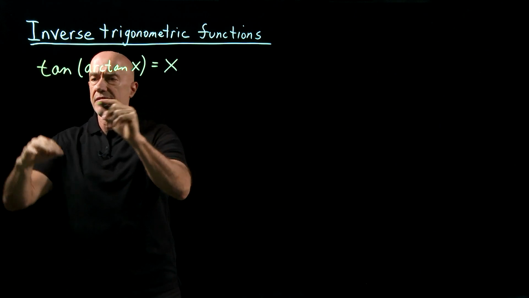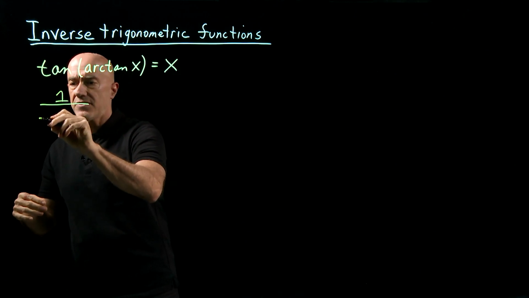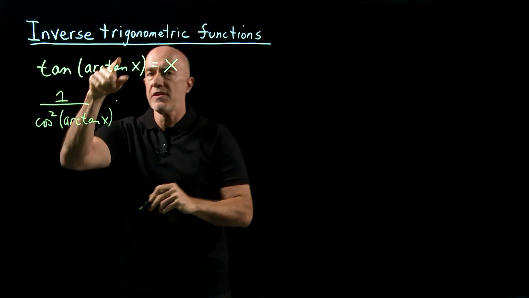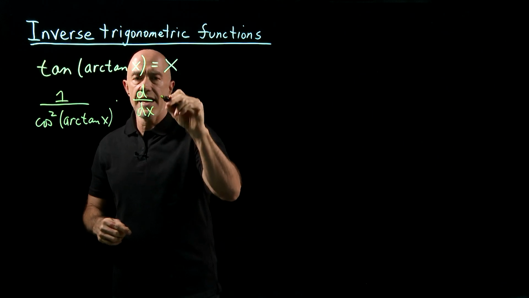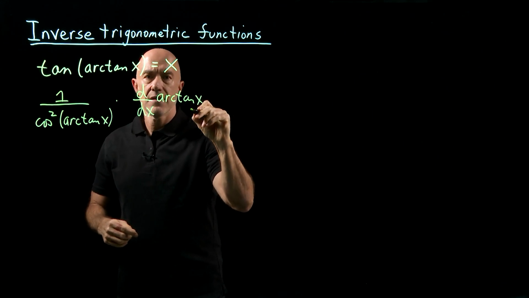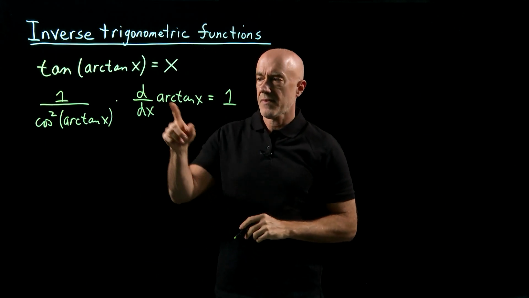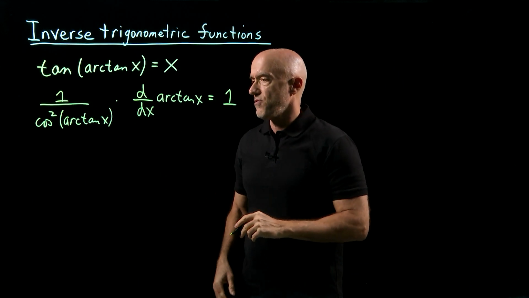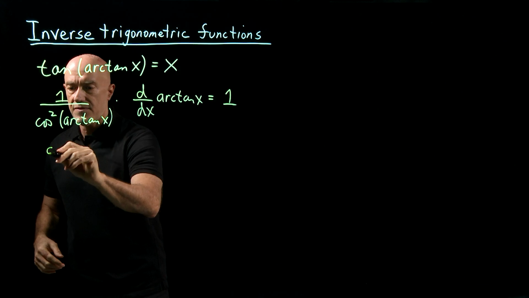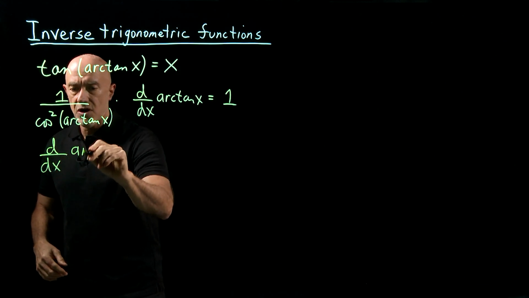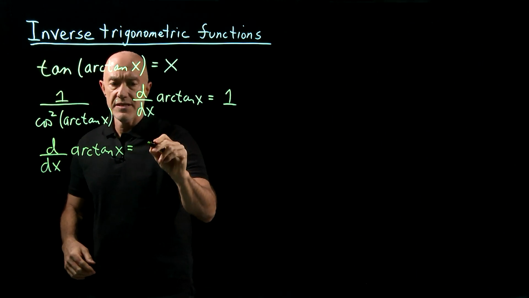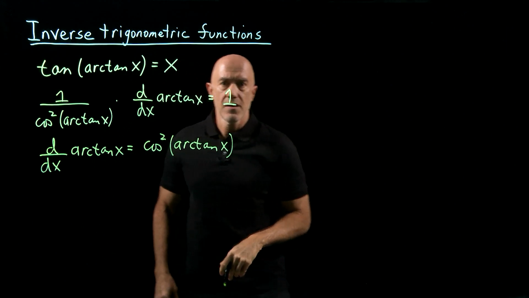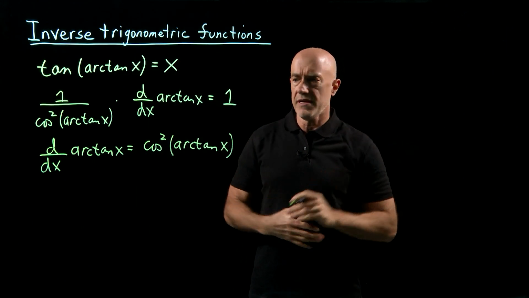So the derivative of the outside is 1 over the cosine squared of the arctangent of x times the derivative of the inside, which is what we're looking for, d/dx of the arctangent of x, and the derivative of the right-hand side equals 1. So now we can solve this implicit equation for the derivative of the arctangent by just multiplying through by cosine squared arctangent of x. So we have the result that the derivative with respect to x of the arctangent of x is equal to the cosine squared of the arctangent of x. Okay, so that's the cosine of the arctangent of x, the whole thing squared.